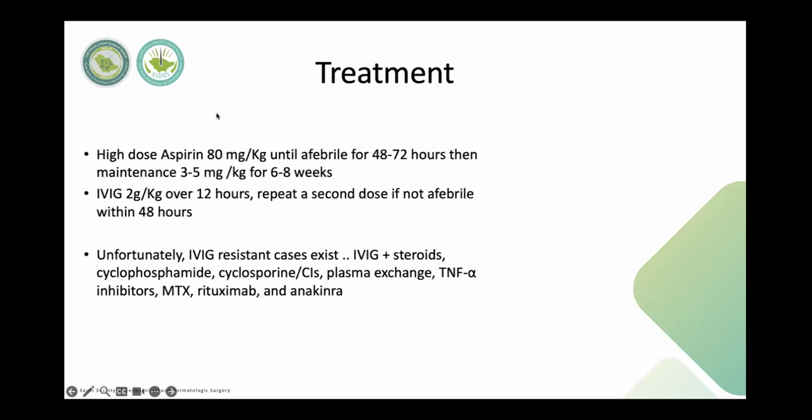So the treatment is probably very long, but in short it is high dose aspirin until the fever subsides for a few days, and then you lower the dose, and then IVIG. And then again, you can repeat the IVIG. There are some cases that are resistant to treatment, and there are a lot of treatments that can be used. But for our talk today, that's the most important thing: aspirin, IVIG. Even though there are a lot of talks about aspirin, IVIG is the cornerstone.